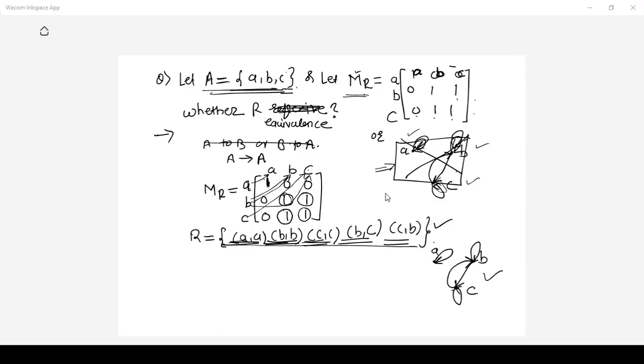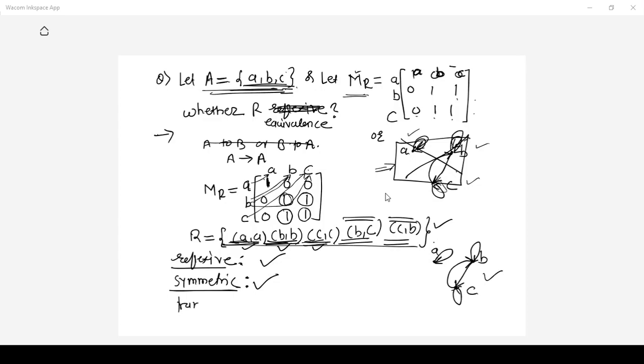Now check for the properties. So first property is reflexive. Definitely it satisfies, as from the given set which contains three elements A, B and C, A comma A, B comma B and C comma C are there, hence it is reflexive. Whether it is symmetric, so B comma C is there and C comma B is there, right? So hence it is symmetric. Only one pair to check, B comma C, right? So B comma C, then C comma B should be there, it is there. Hence you can say symmetric as well.